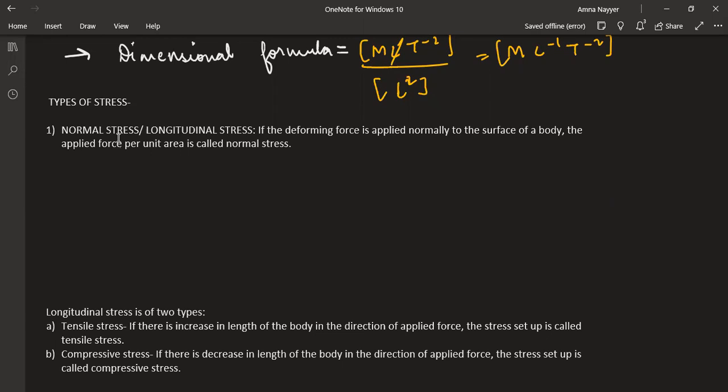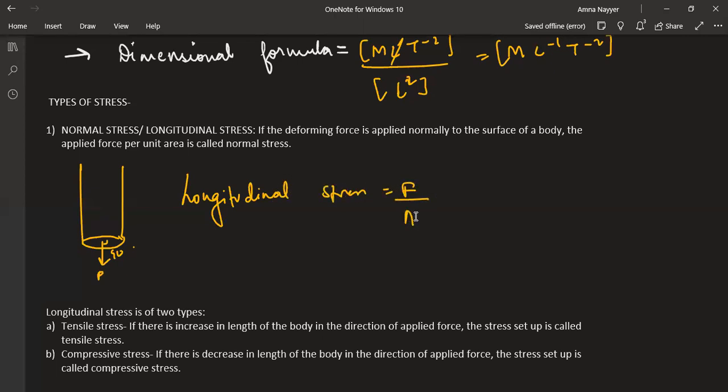So what is meant by this? If the deforming force is applied perpendicularly, let's say this was the end of the wire, and here the force was applied like this, making an angle of 90 degrees over here. So this is known as longitudinal stress. It is also force upon area only. Here the force is just perpendicular, 90 degrees. And the SI unit will also be pascals because it's a type of stress.